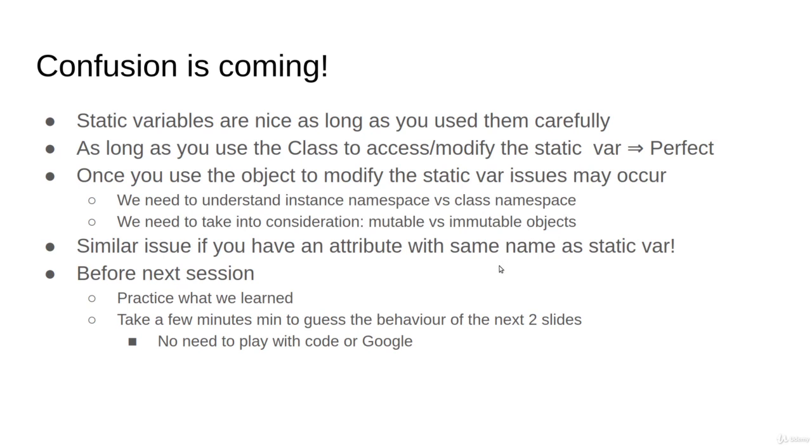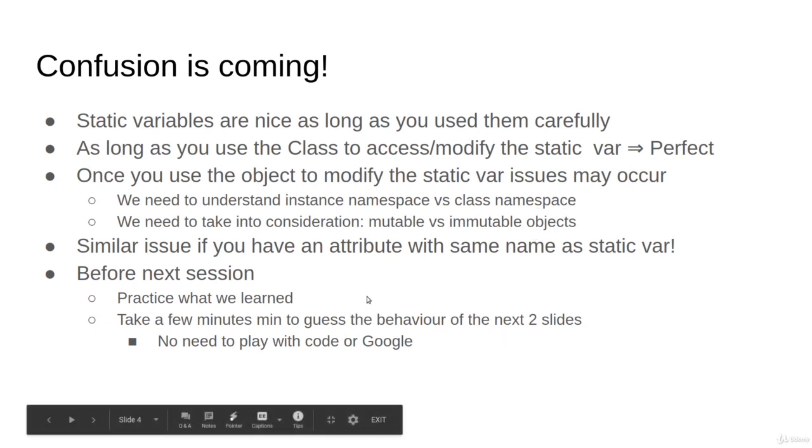In a very similar way, if you have an attribute in your object that has the same name as the class level one, so now you have two variables, the class level and the object level, and you give both of them the same name, this may also create similar problems.